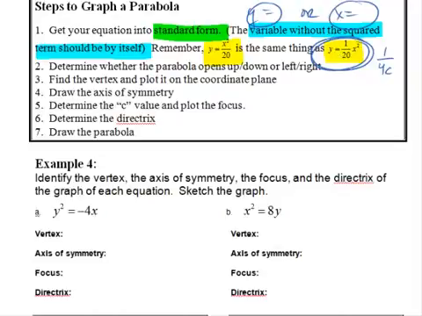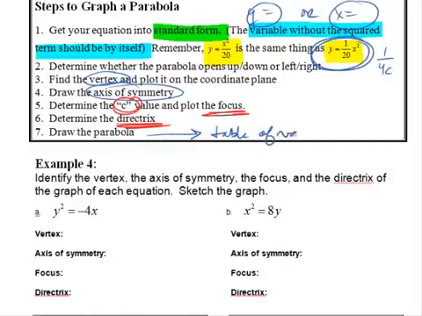We're going to have to do a couple things. We're going to make sure that we identify the vertex. We're going to identify the axis of symmetry. We're going to have to find that c value, and that gives us the focus and the directrix. After that, to draw the parabola, we can either do a rough sketch or we can do a table of values for this.